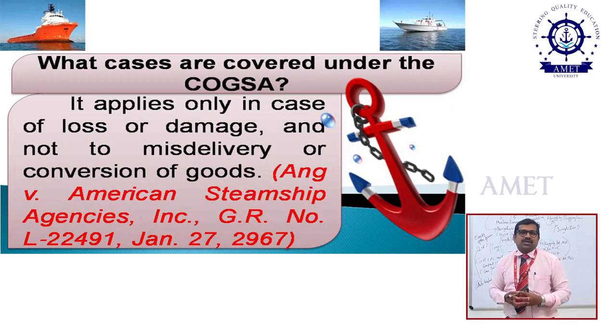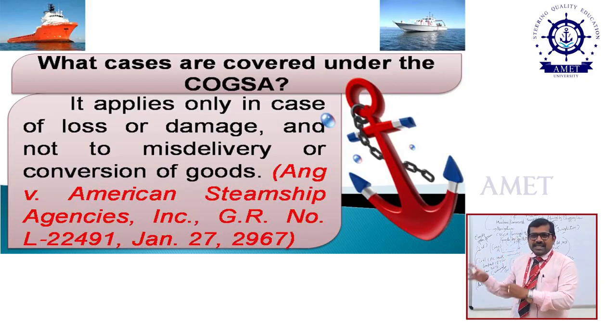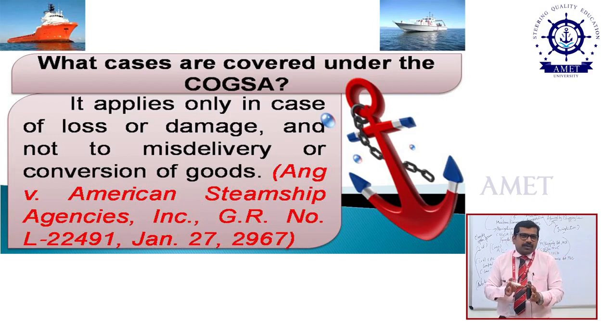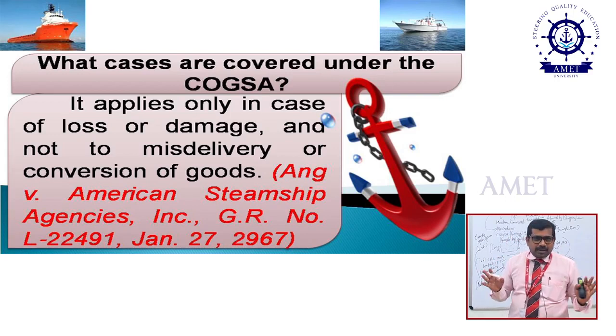What type of judgment was given by the court? This act may be applicable only for loss or damage and not to misdelivery or conversion of goods. The most important point: if you deliver your goods wrongly or conversion took place wrongly, for that this act may not be applicable. So, through this case law they have given the judgment that the Carriage of Goods by Sea Act 1925 will be applicable only for loss or damage.